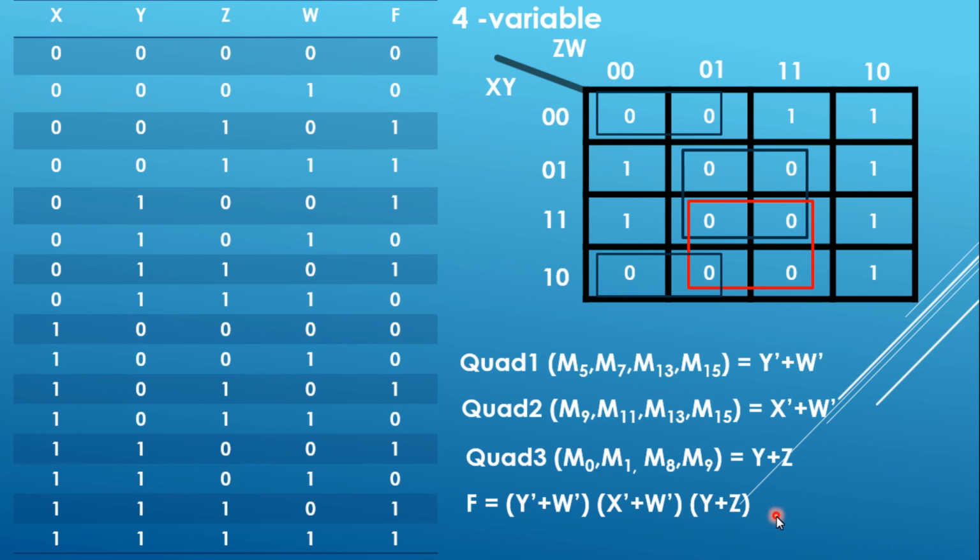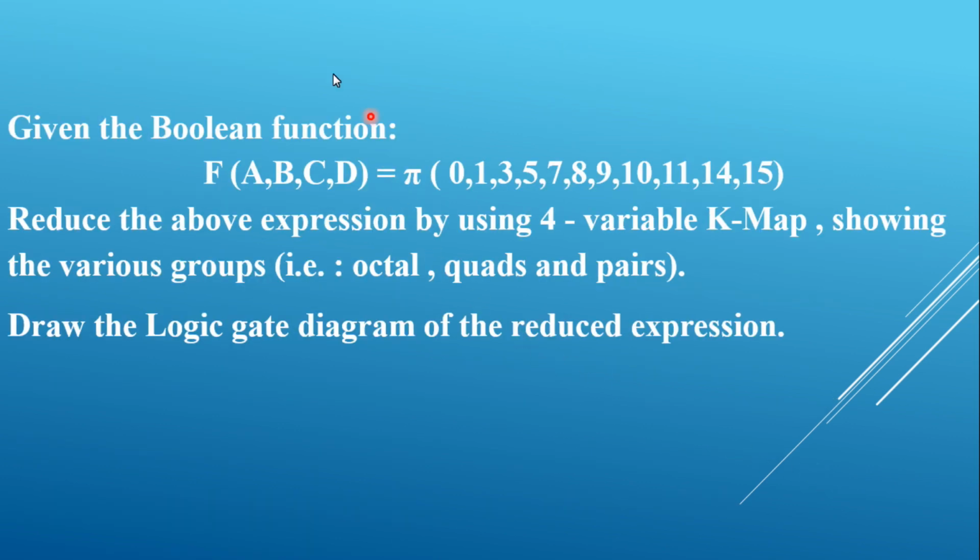So f in a POS form, this is how it will be represented in the minimized way after solving it through Karnaugh map. Finally, this is an example of a question which could come in your exams. A Boolean expression is given to you, and you are supposed to make the groups in the Karnaugh map and try to reduce the expression.